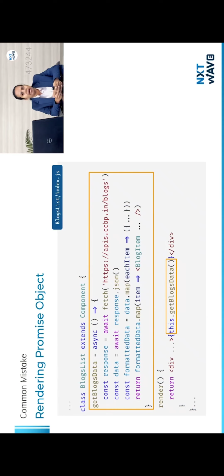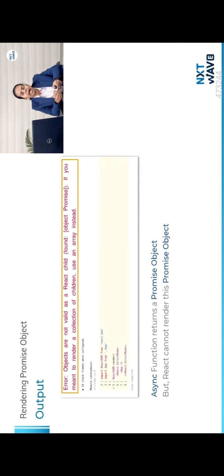Now where is this method being called? There you can see within the render method. Within the div element, we have written this dot get blocks data, right? So what are we doing here? We are writing this dot get blocks data within the div element. Get blocks data is an async function, and an async function returns a promise object. So if you write it in this manner, you will actually get an error.